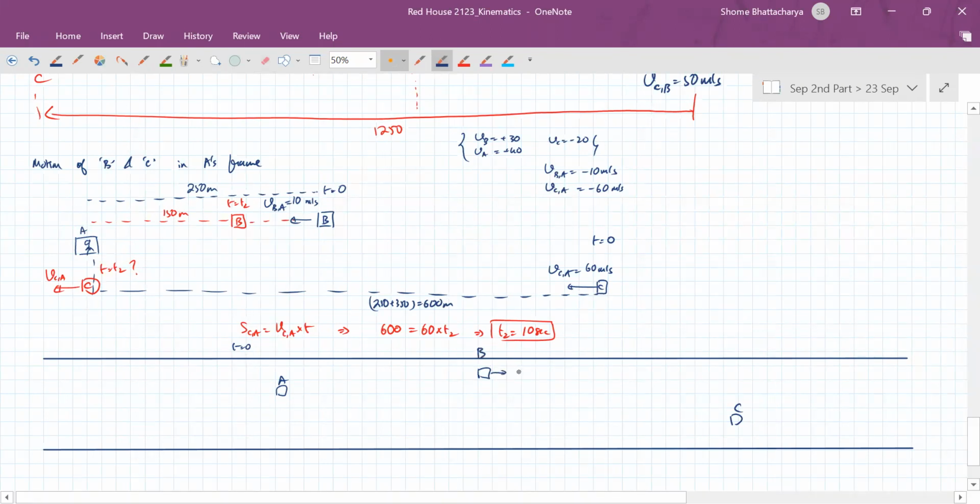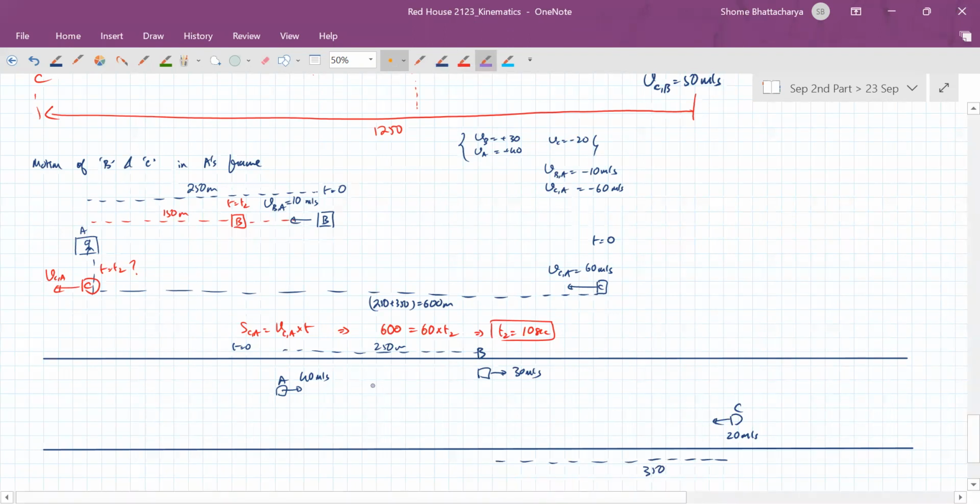This was moving at 30, moving at 40, moving at 20. This is the situation at t equal to 0. This is 250 meters. This is 350 meters. So we'll see that actually A and C cross each other earlier compared to B.